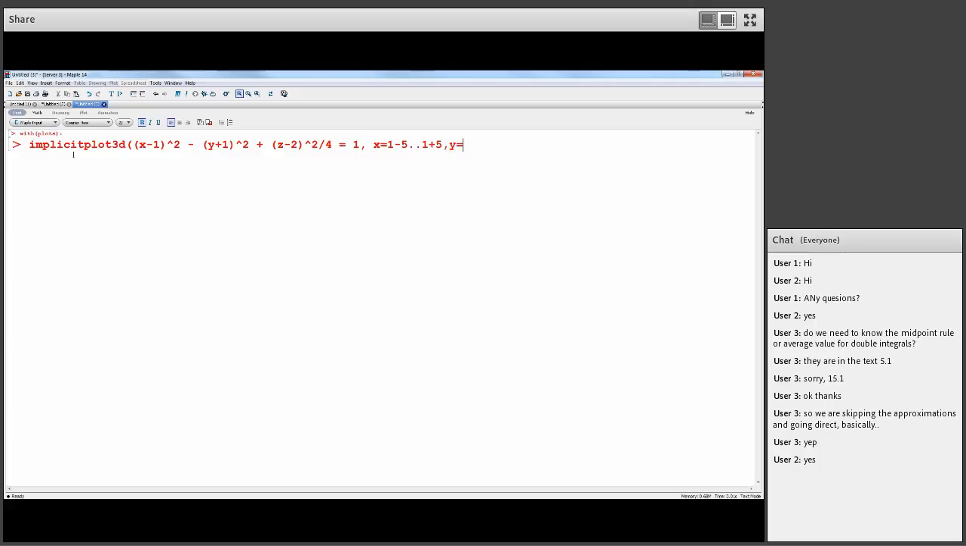y equals -1 minus 5 to -1 plus 5. And for the z direction, which we've already worked out from the picture, it goes twice as much in that way. I'm going to do 2 plus or minus 2 times 5.